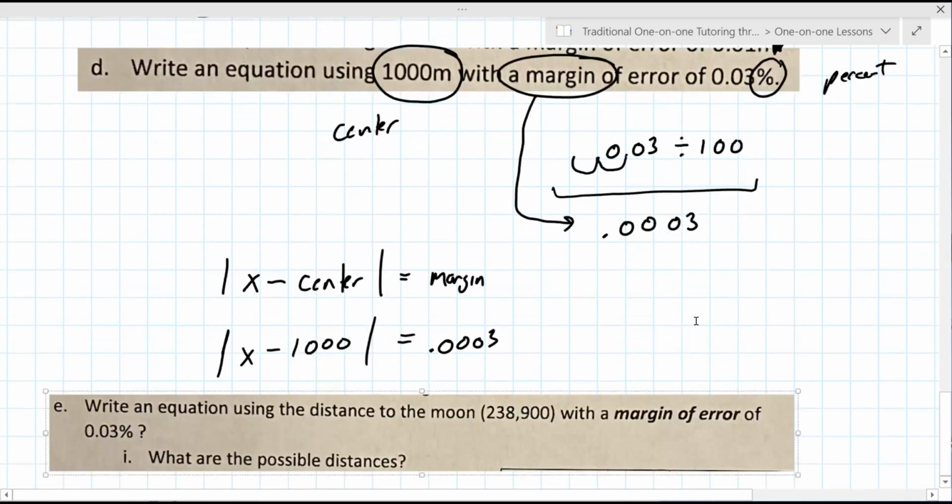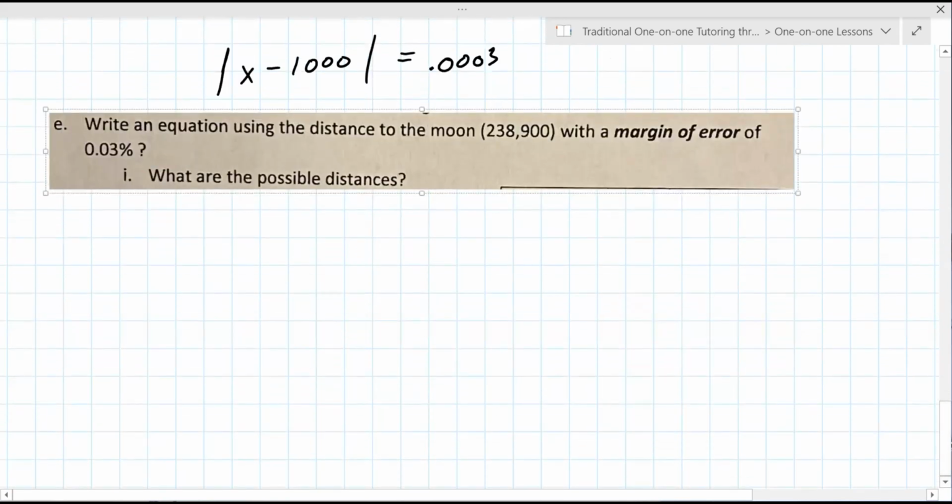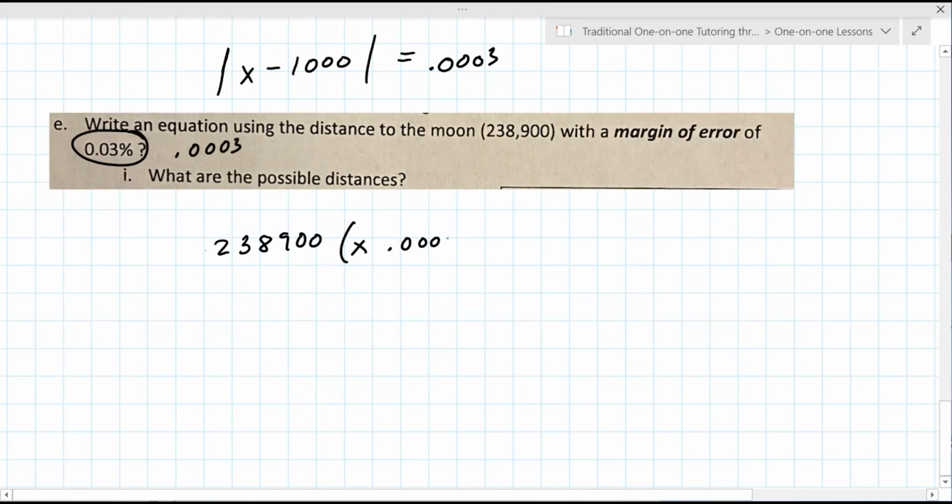All right, actually there's a small thing here, but I'll get to that in a moment. So in this problem, you have to take 238,900 and multiply it by this number, which we have to convert again to a decimal. So it's 0.0003. So you're gonna multiply by 0.0003. I'm gonna grab a calculator because I don't know this off the top of my head. 238,900 times 0.0003 is 71.67. This is your margin of error.